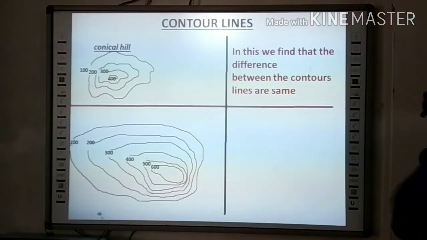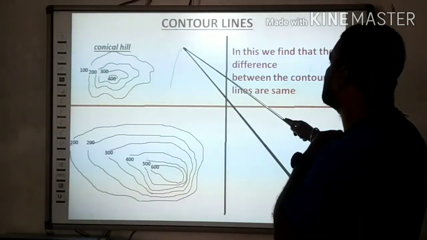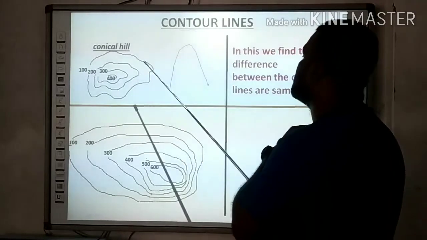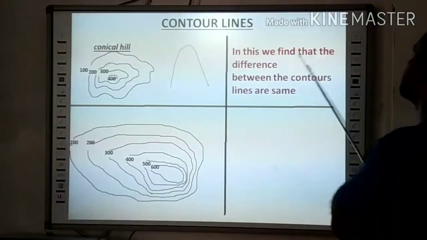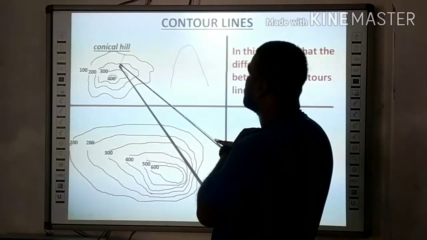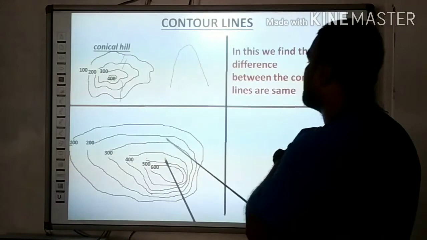Now contour lines. The first contour lines that you can see, it is a conical hill. This is how a conical hill looks like. In this conical hill, we find that the differences between the contour lines are all the same.